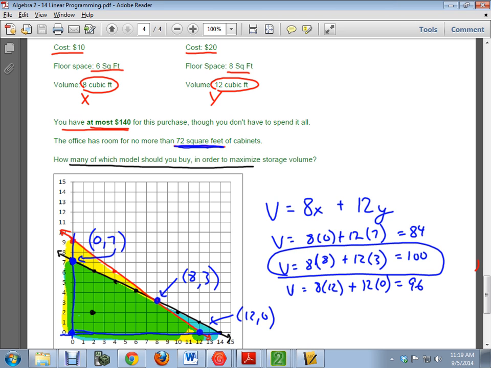So the situation calls for us to buy 8 of the cabinet X and 3 of the cabinet Y's. So my solution would be 8, 3. 8 cabinet X's and 3 cabinet Y's. That'll maximize my volume and still stay under my $140 limit.